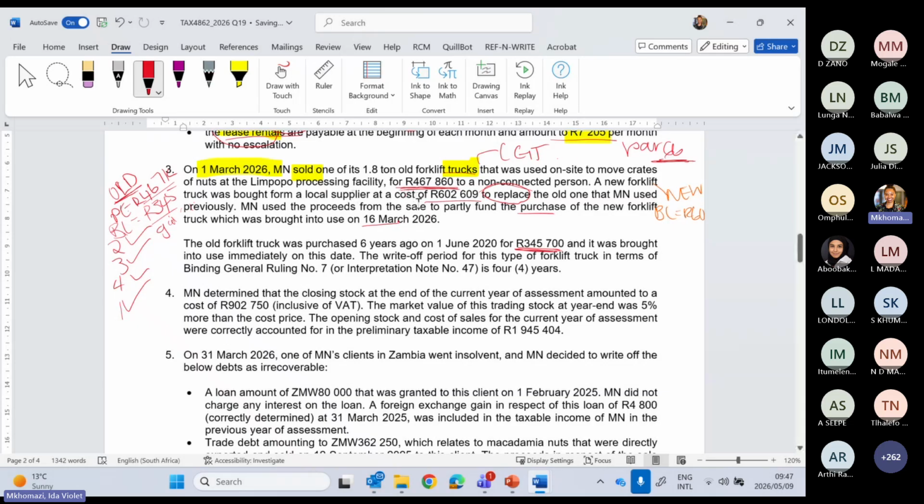Then the other thing that I wanted to point out here is that we also have the replacement asset, the new truck. So it means that the company can also claim capital allowances for this truck. And since this truck is a movable asset, it's not a manufacturing asset, it's a movable asset. So which capital allowance should MN or Mabasa Nuts claim in respect of this truck?